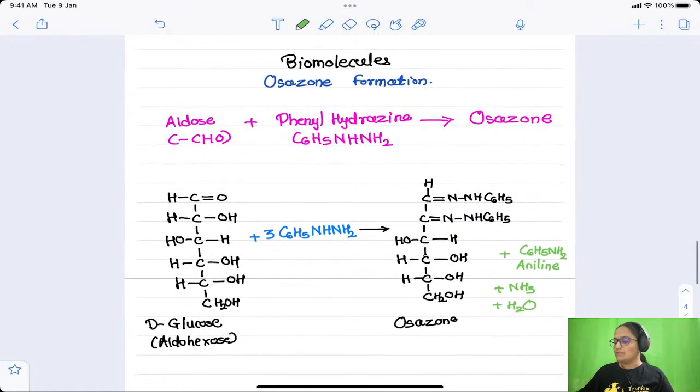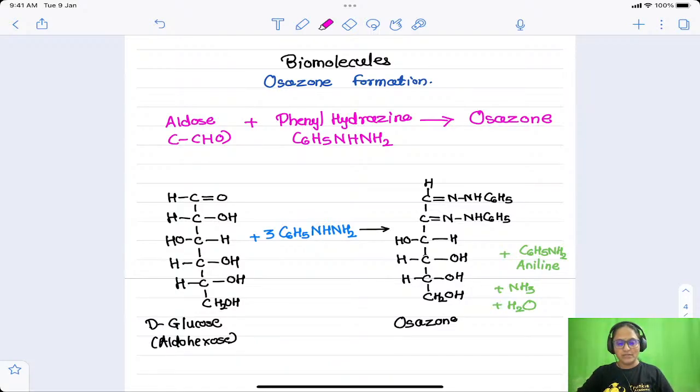What type of question can they ask on the basis of this reaction? They can ask the number of phenylhydrazine molecules required for osazone formation for one molecule of D-glucose. One such question was asked in a past year JEE Mains question paper. The question is: a glucose molecule needs X number of molecules of phenylhydrazine to form the osazone. The value of X is 2, 3, 1, 4. So 3 is the correct answer.